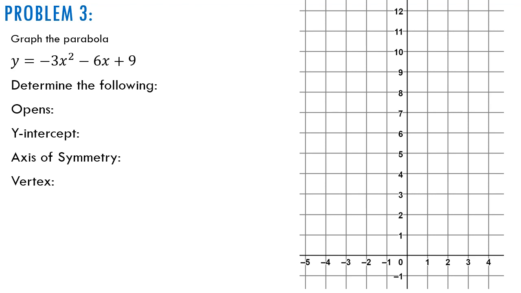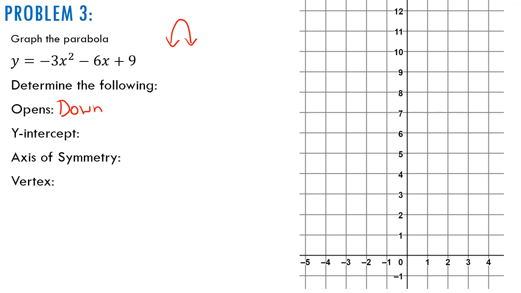All right, our last form is standard form. First thing standard form is asking us to do is determine how it opens. This time we can see our A value is in the front, is a negative number, which means this graph is going to open down. So my graph should look something like that. It should be upside down.